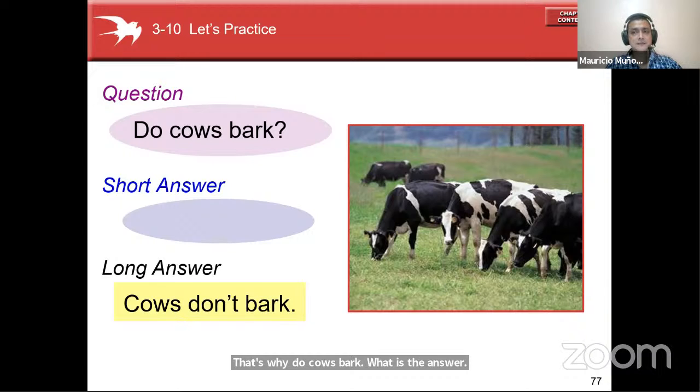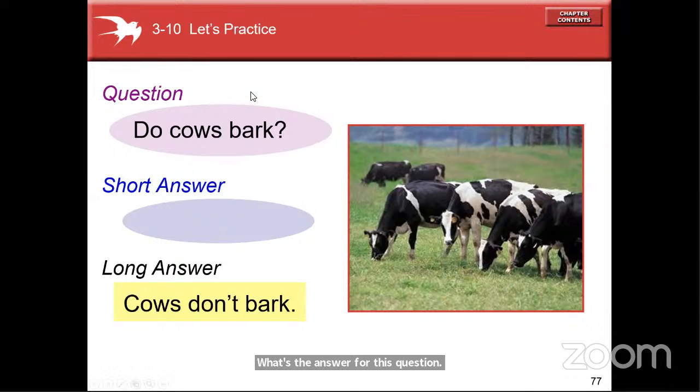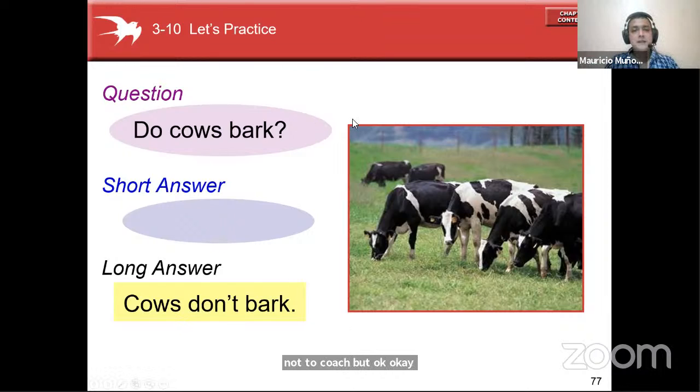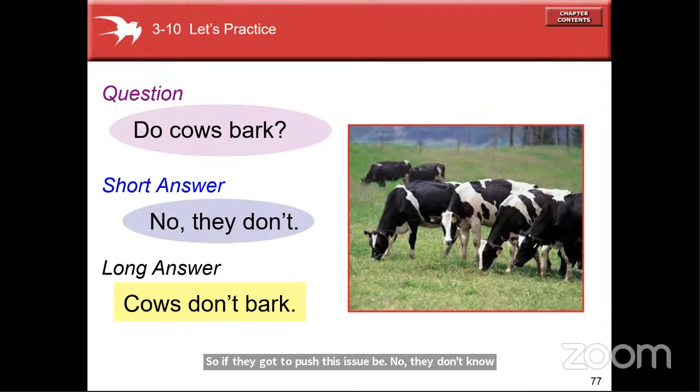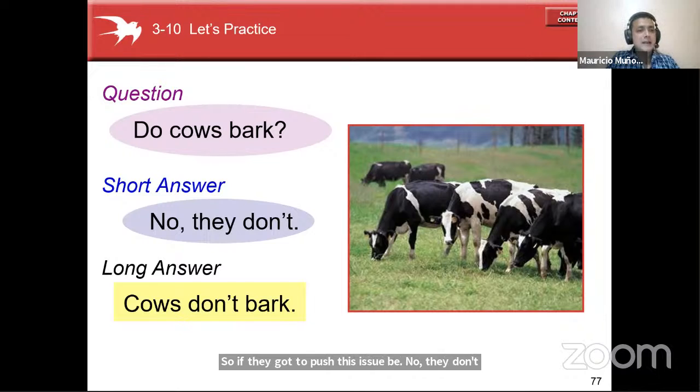Any ideas? What's the answer for this question? Anyone? No, do cows bark. Okay. Si es negativo, pues it should be no, they don't. No, they don't. Ahora, ¿de dónde viene ese they si estamos hablando de animales, verdad?